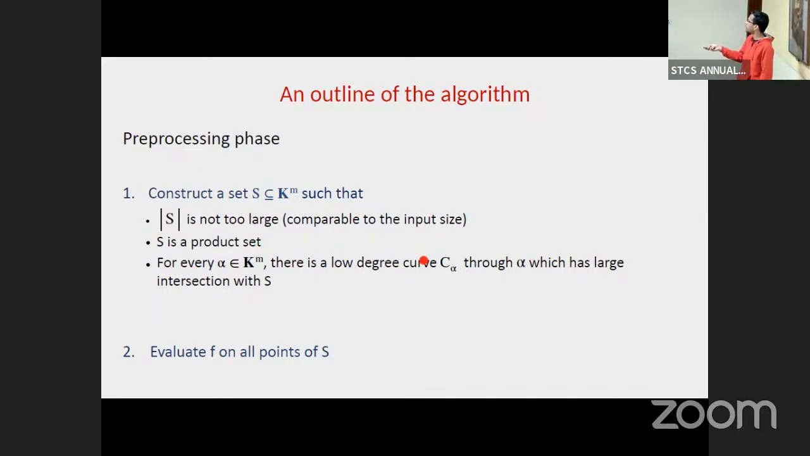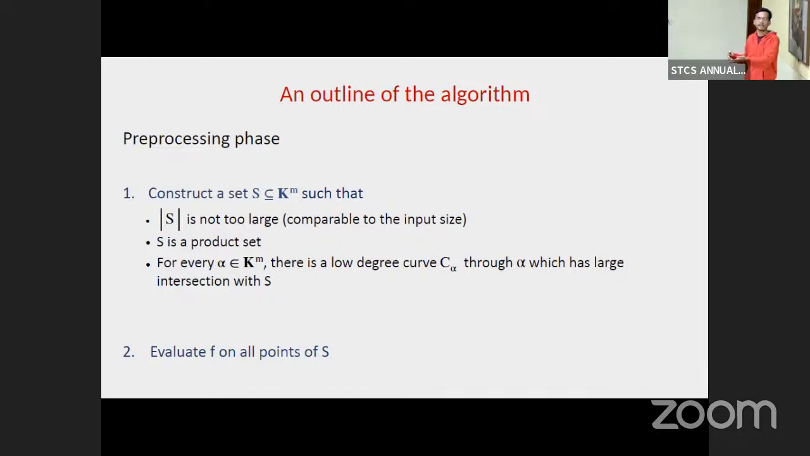And then we are going to evaluate F on all points of S. The reason we can evaluate F on all points of S is because this is a product set. For the eventual algorithm, you will need to show that S does not depend on F. S depends on the field, M, and the degree. It doesn't depend on F.